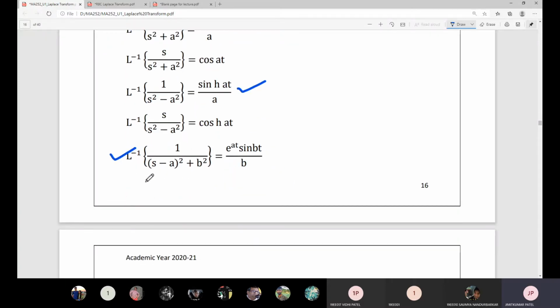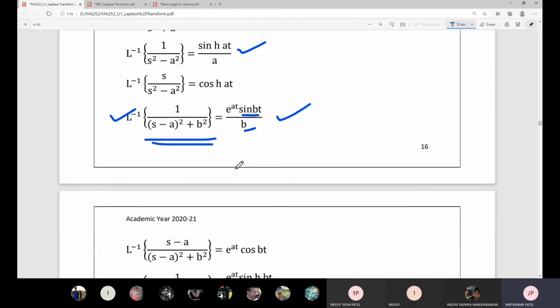Then we go for the first shifting property. Laplace inverse of 1 upon s minus a whole square plus b square. If you forget s minus a and think of s minus a as s, you have 1 upon s square plus b square. What is the Laplace inverse transform of 1 upon s square plus b square? It is nothing but sin bt upon b. Now you have s minus a in place of s, so multiply by e raised to at. This is the first shifting property.